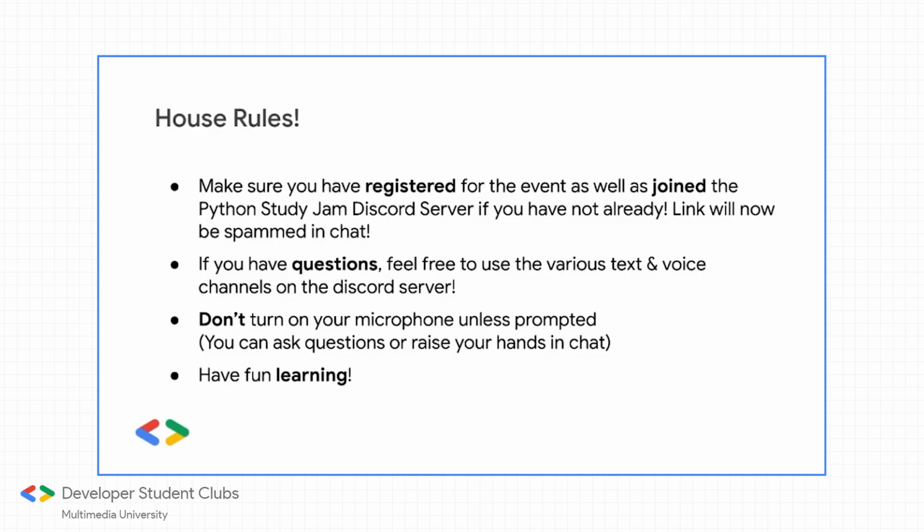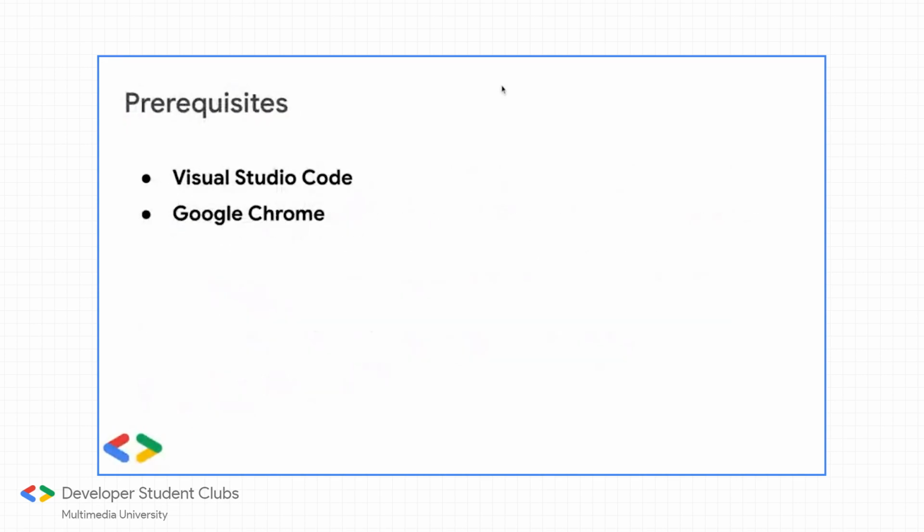Okay, so we have a few prerequisites for today. Let's go over those. So we're only going to be using two pieces of software throughout the entire event. Visual Studio Code, which is an IDE for programming multiple languages. And since we'll be testing web applications later using Python, we're going to be using Google Chrome primarily.